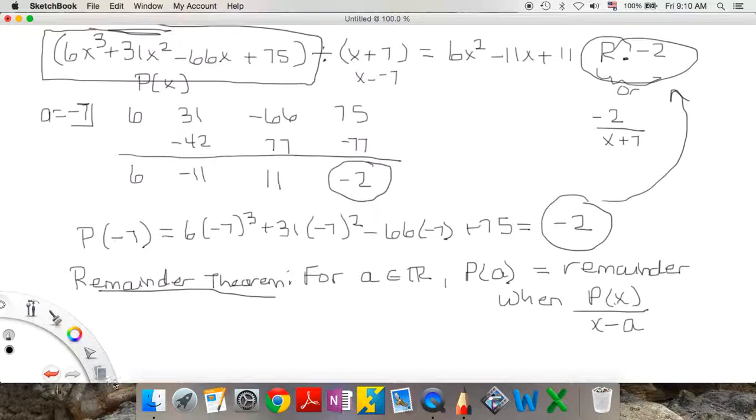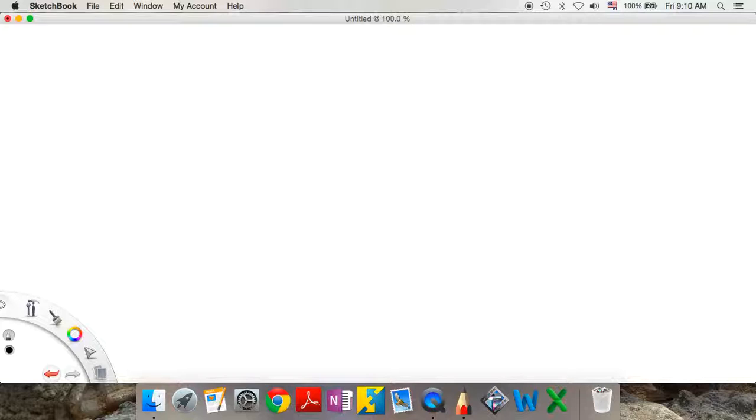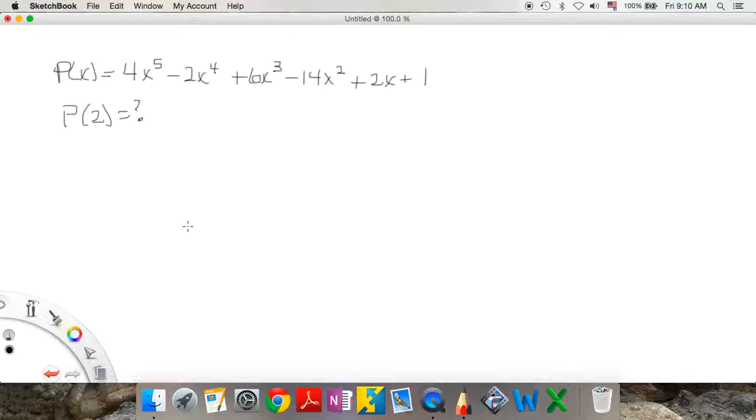So, for example, let's say we have p of x equals 4x to the 5th minus 2x to the 4th plus 6x cubed minus 14x squared plus 2x plus 1. And we want to know what p of 2 is. So now we have two ways to do that.